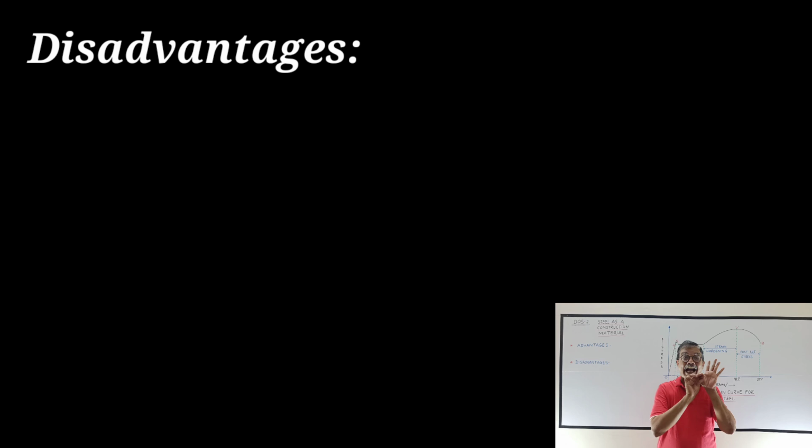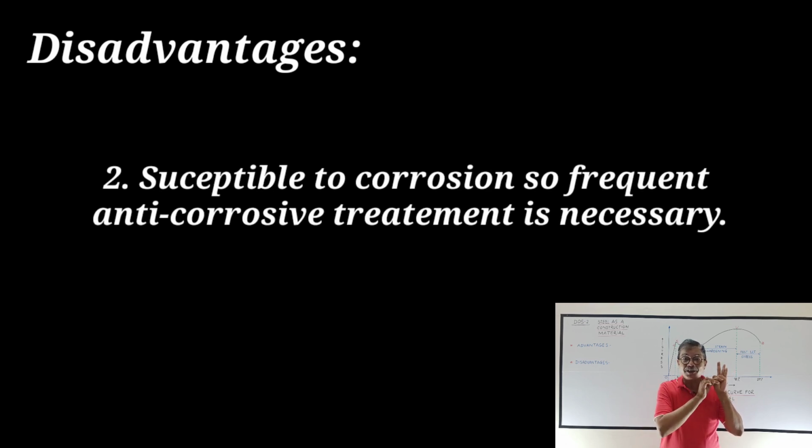Now let us go for the other side of the coin, that is, let us see the disadvantages of steel as a construction material. The first disadvantage is its high cost. Second one, it is susceptible to corrosion when it comes in contact with water and air. Due to that, what happens? Anti-corrosive painting is necessary, which increases the cost.